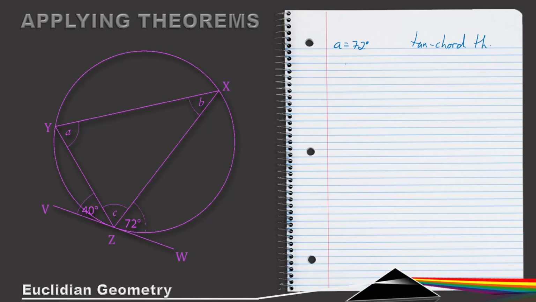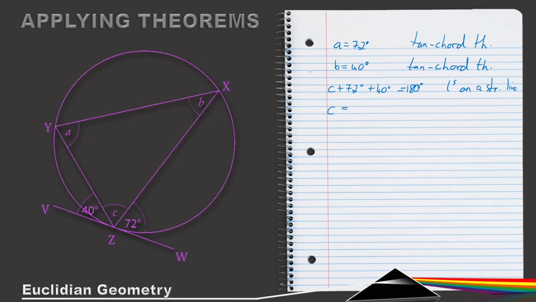And then we have that B is equal to 40 degrees, also tan chord theorem. Okay, and then for C, I'm going to use angles on a straight line. So C plus 72 degrees plus 40 degrees is equal to 180 degrees, angles on a straight line. And then solve for C.